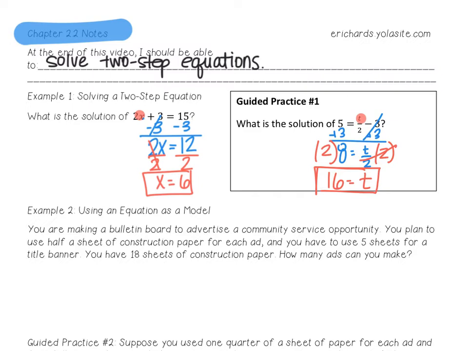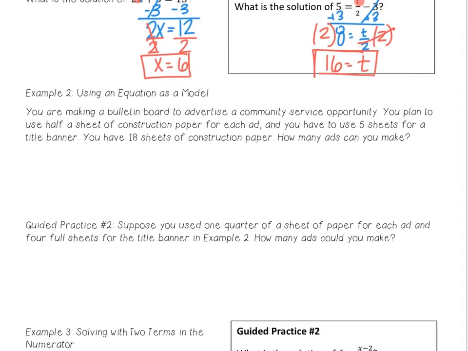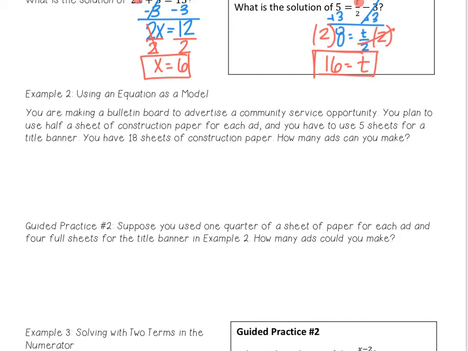All right, example 2, we're going to write an equation. It says that we are making a bulletin board. We're going to use a half sheet for each ad, and we have to use 5 sheets for a title banner. You have 18 sheets. So the total number of construction paper sheets is going to be 18, and we're going to take 5 plus half a sheet per ad, so a half times A.